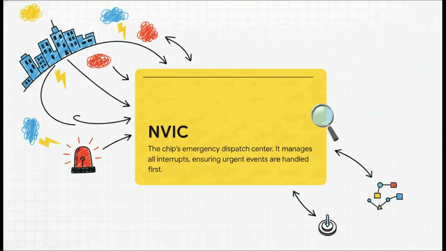The hardware that manages all these events is the NVIC, the Nested Vectored Interrupt Controller. You can think of it as the city's 911 emergency dispatch center. It's constantly monitoring for signals from all the peripherals. When an event occurs, the NVIC tells the CPU to immediately stop what it's doing, save its work, and jump to a special function to handle that specific event, all with incredibly low delay.